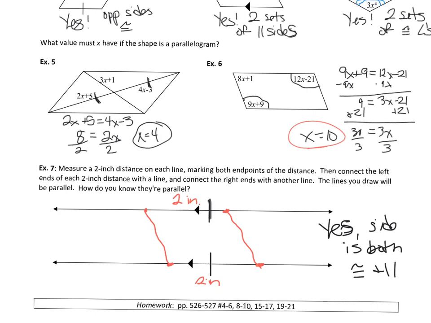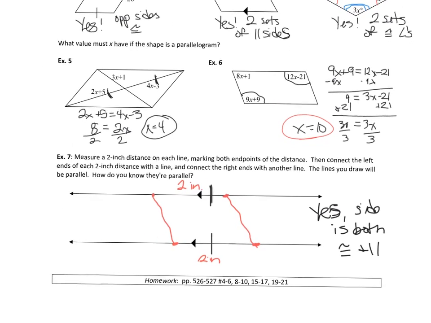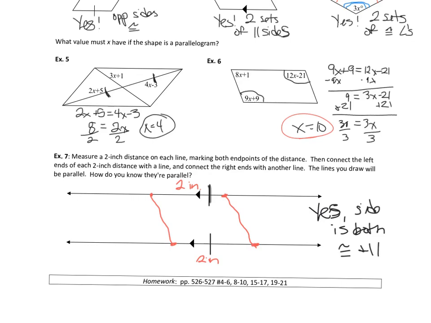Okay. So basically we get another day to look at some of these properties of parallelograms and determine different missing values for our x. Your homework is listed at the bottom of the page here, page 526 and 527, 4 through 6, 8 through 10, 15 through 17, and 19 through 21.